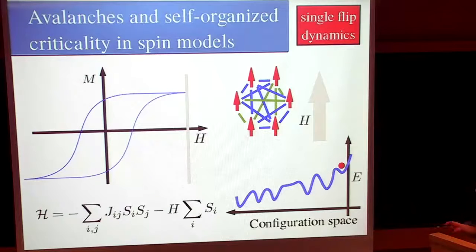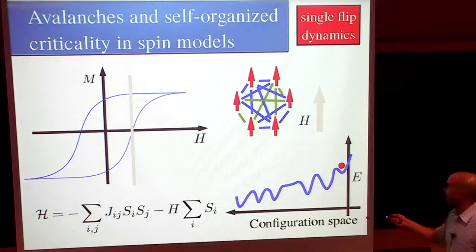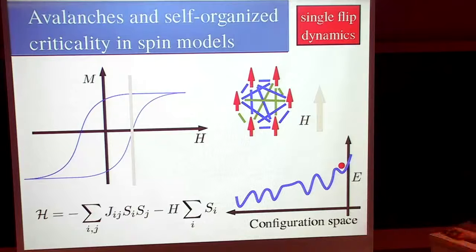So they changed the external magnetic field just by an amount that destabilizes one spin, and this spin can trigger an avalanche of other spins, and this is recorded. The statistics of this is recorded, and then the configuration will jump into the next metastable configuration.